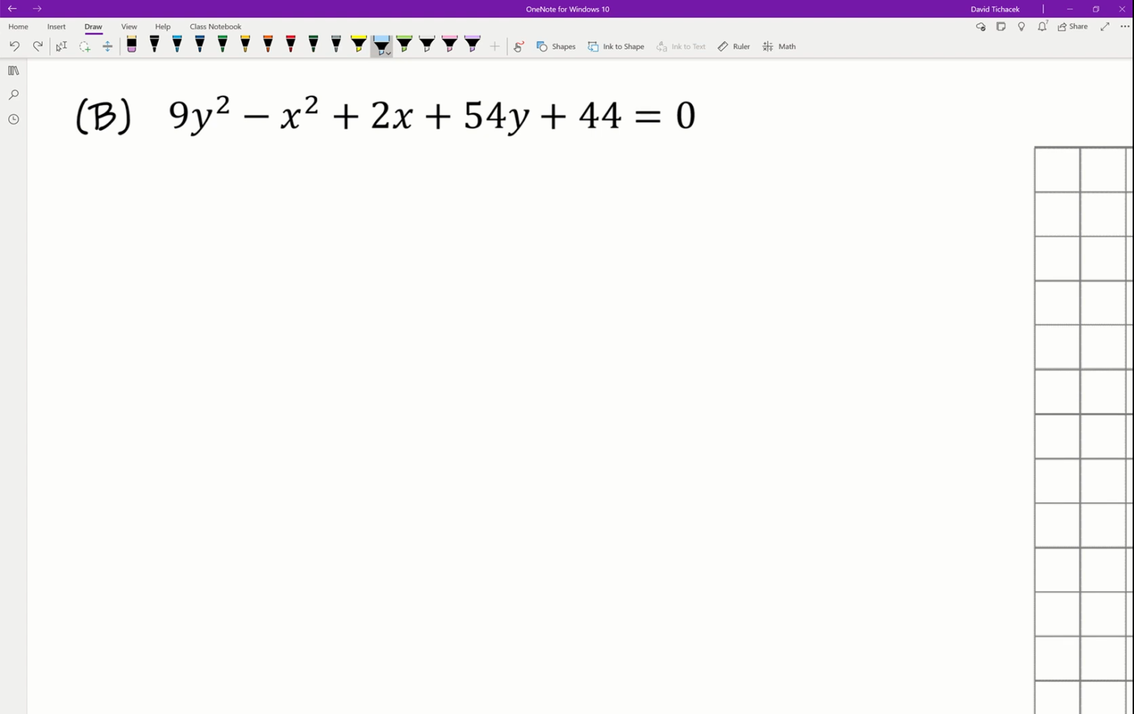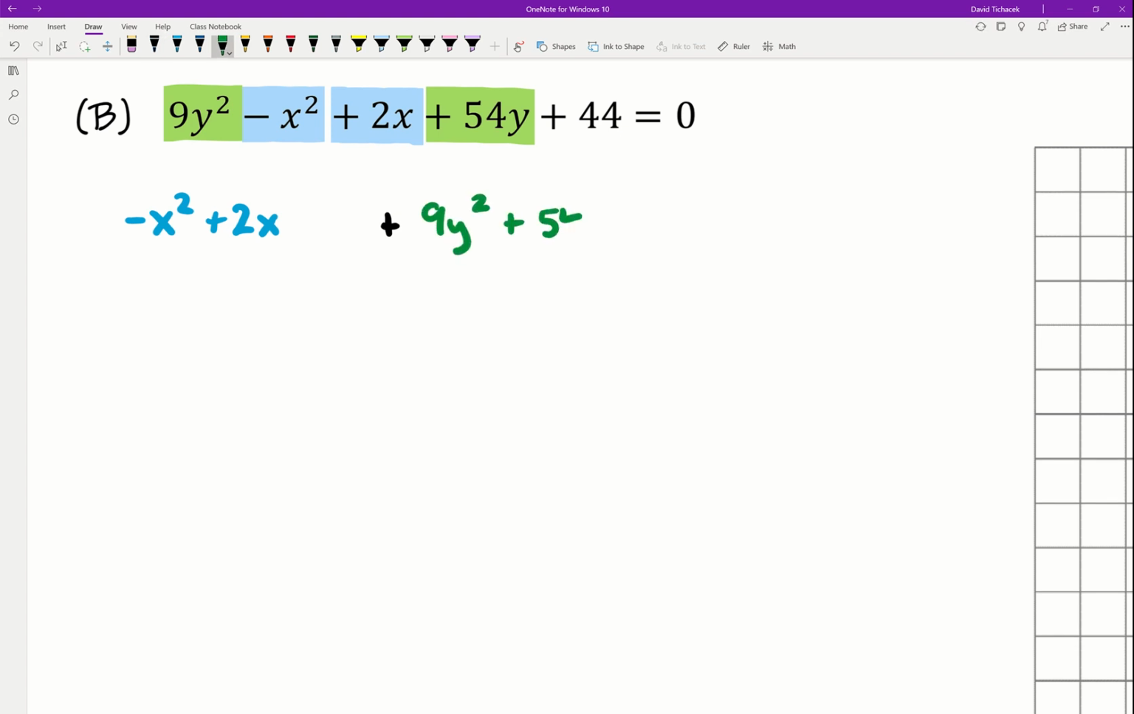So we're just going to go ahead and do this quickly, right? I'm going to get all my X team members together and get all my Y team members together. So we'll do my X's in blue, and then my Y's here in green. Okay, and just grouping everything together, we have a negative x squared plus 2x. I'm going to skip a little bit of space and say plus, and then for my y team, I've got 9y squared plus 54y.